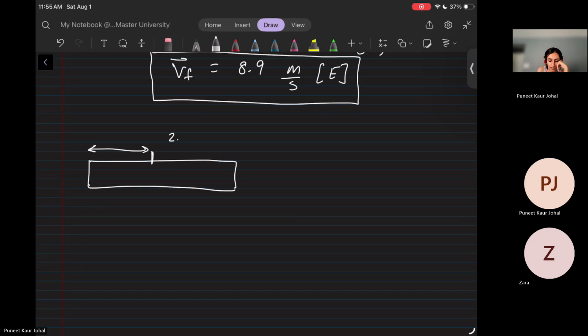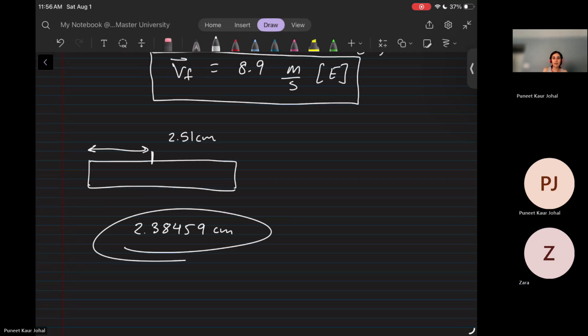And maybe you can say, oh, it's 2.51 centimeters, which is okay. It is fine. But maybe there's another student and he's saying, oh, you know what? My leaf is like 2.38459 centimeters. That's not accurate, right? Because the ruler doesn't have as many markings, it's not a very precise instrument to do these measurements. So yes, you can report it to like 3 figures that can be considered accurate.